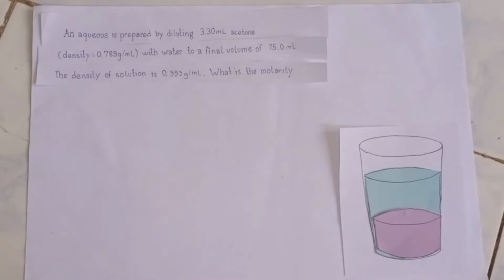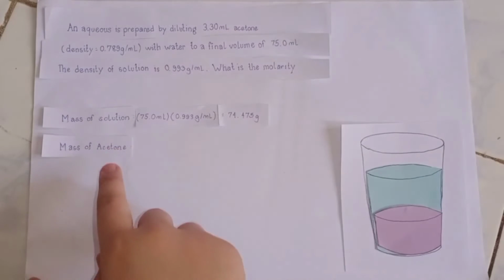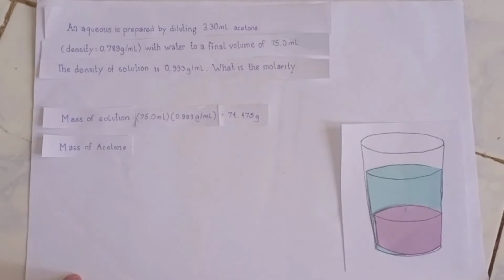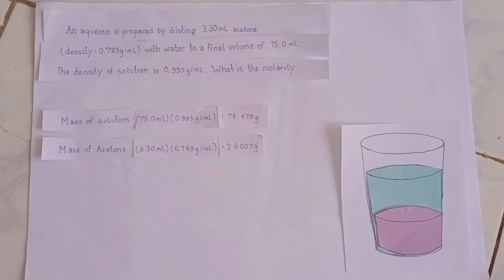So first off is the mass of solution, which needs to be in grams. You get 75 milliliters multiplied by its density of 0.993 grams per milliliter. To cancel milliliters, you get 74.475 grams. And the mass of acetone is 3.30 milliliters multiplied by 0.789 grams per milliliter, and you get 2.637 grams.